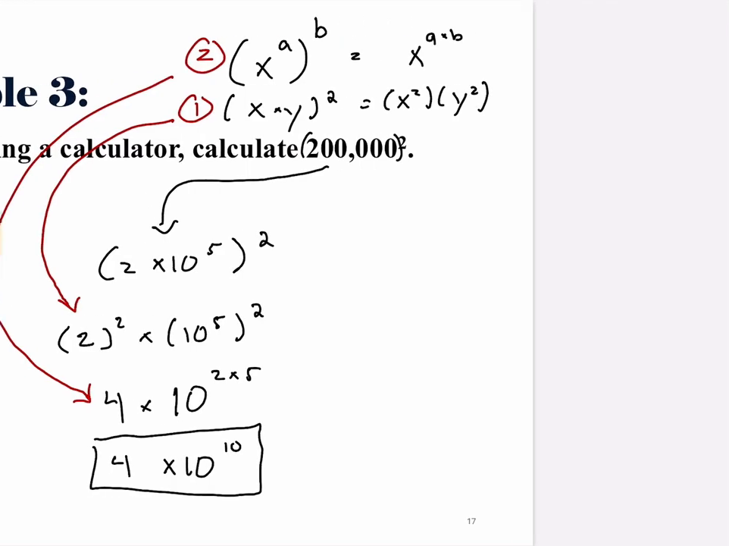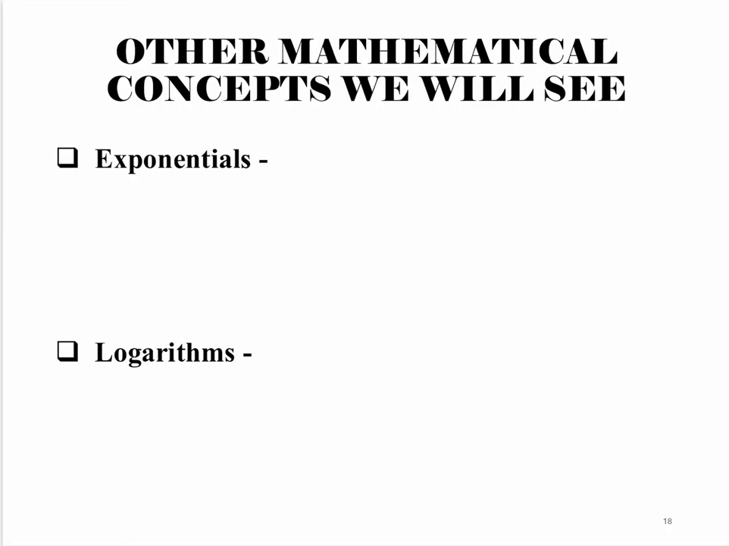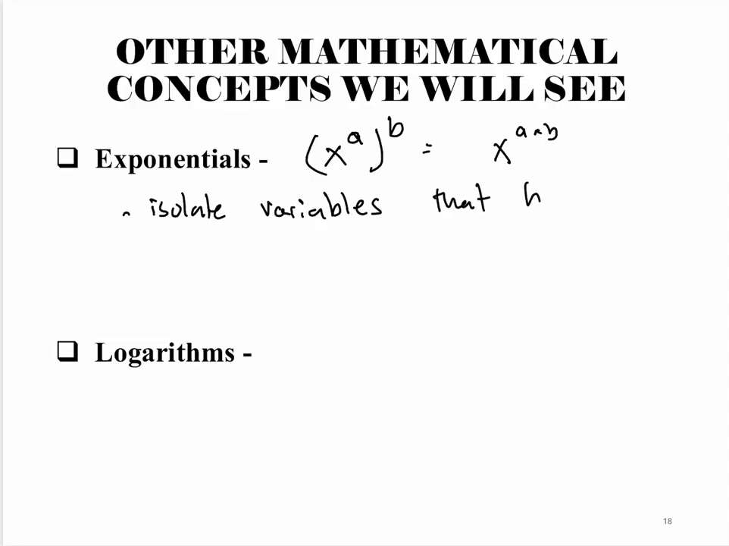Okay, and so the last thing I want to mention is some other mathematical concepts that we will see: exponentials, and these are the two identities that I just gave you to do the previous one, right? So that is like x to the a, to the power b, is equal to x to the a times b. And those can be positive or negative numbers. We can also isolate variables that have exponents. And again, I'm just introducing this right now.